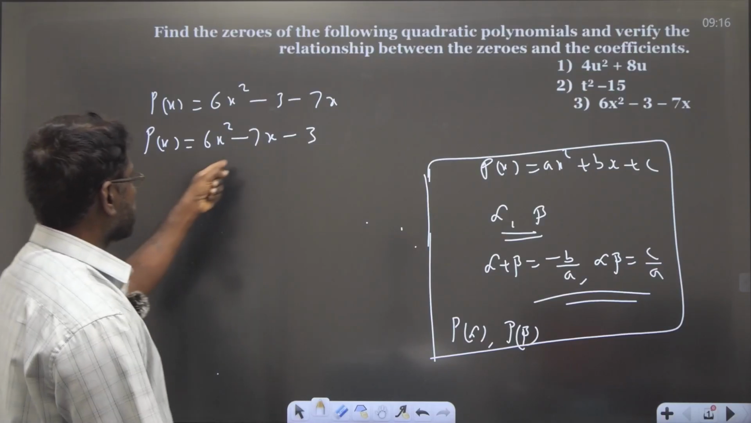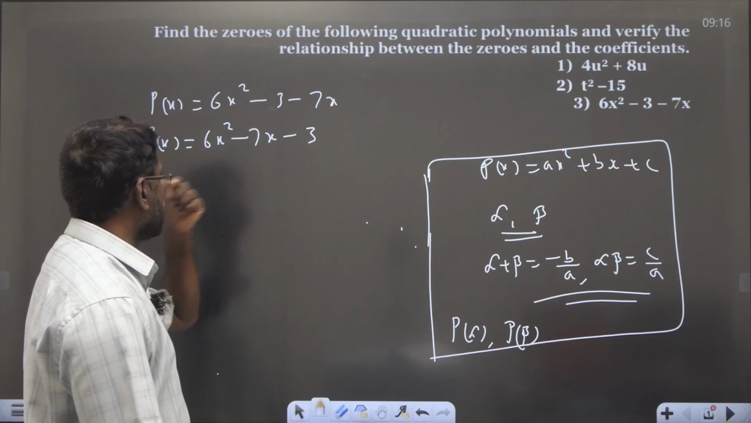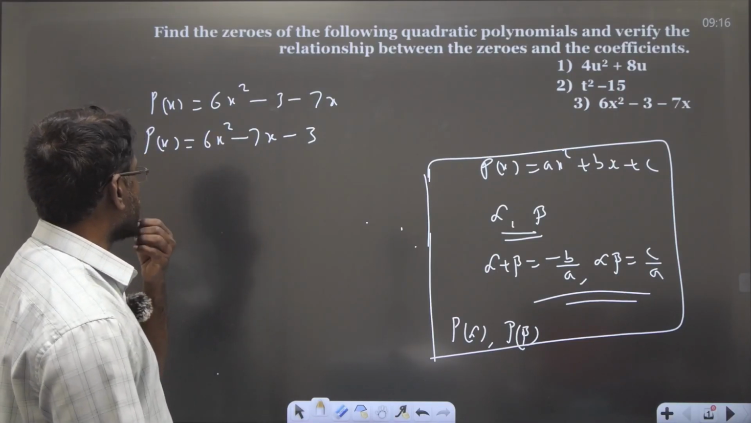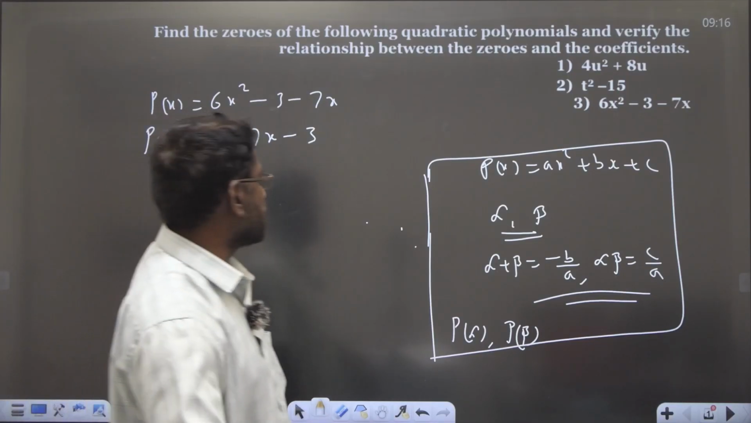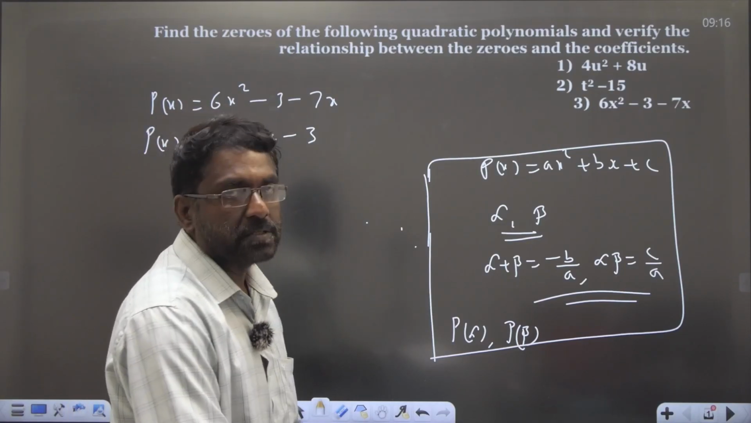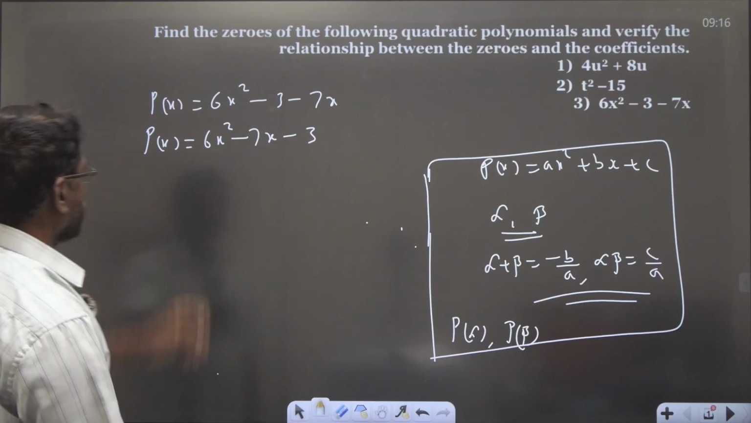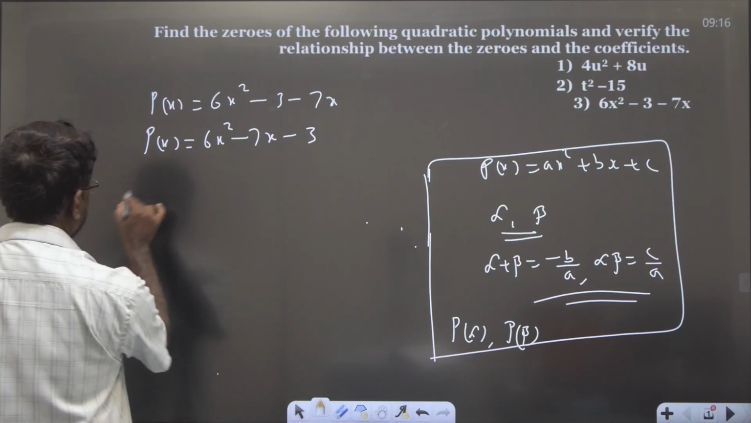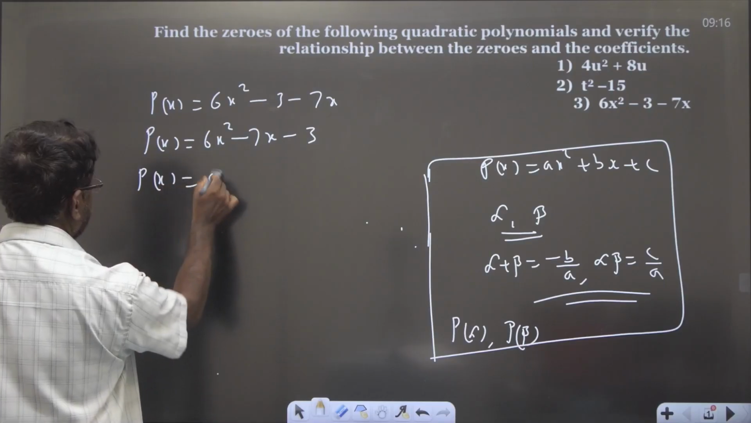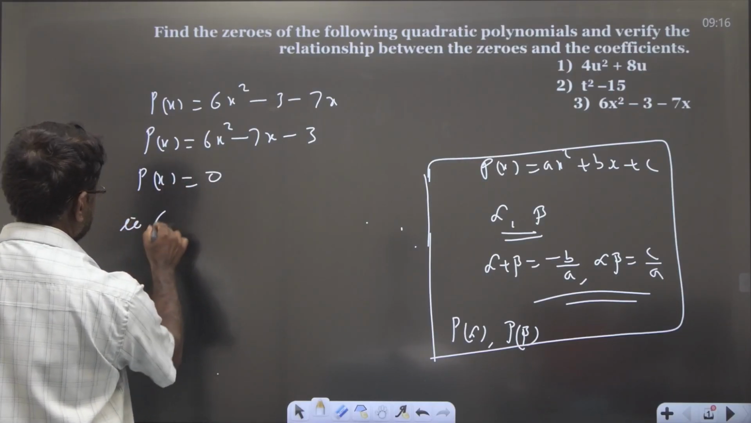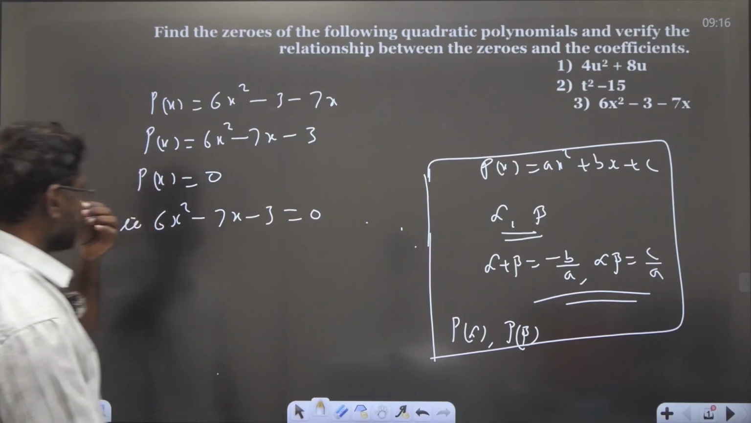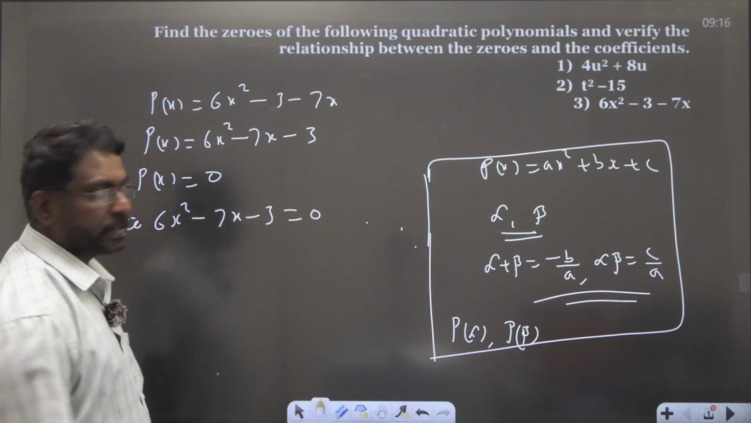How can we factorize here? The coefficient of x square is 6, not 1. In the lower classes, in classes 8 or 9, you have already studied about it. So for finding the zeros, our first step is p of x equal to 0. That is 6x square minus 7x minus 3 equal to 0. How can we factorize it?